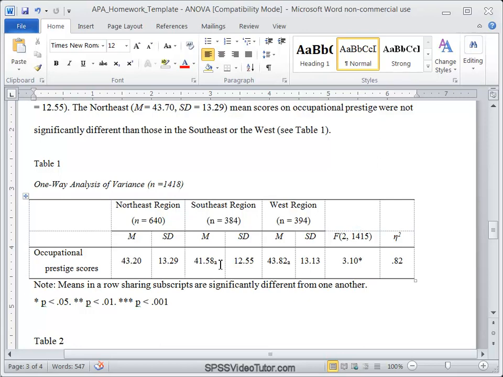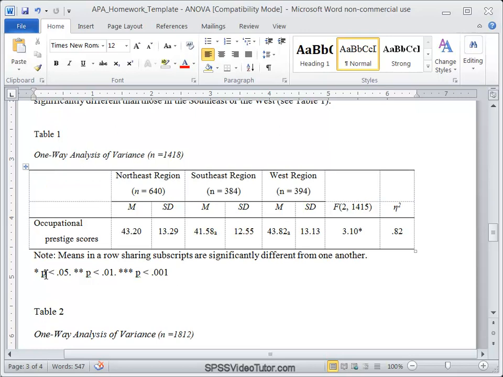Now, wherever there's an A, that means that those two means are significantly different. So if there were differences in Northeast and Southeast, then you would simply write a B here and a B after the A. Okay? Because I have notation, means in a row sharing subscripts are significantly different from one another. So that is how you indicate if mean scores are actually different. And then here you have an asterisk, which means that p is less than 0.05, 2 asterisks means it's less than 0.01, and 3 asterisks means it's less than 0.001.